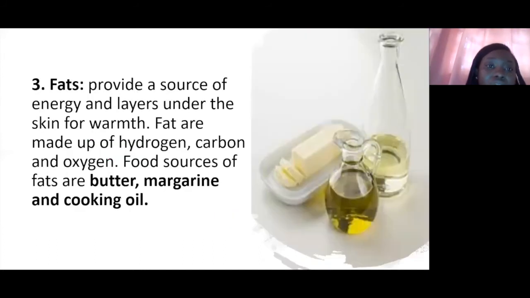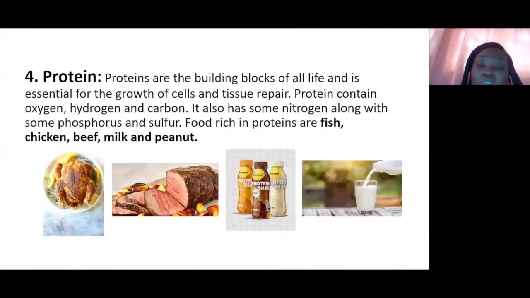Here we go. Fats. Why do we need fat? Listen, y'all knew it was fat before I even went on the slide. Why do we need fats, guys? Why is fat important? Energy, yes, for energy and for warmth. Yes, very good, awesome. Foods also include butter, margarine, and cooking oil. We know that, okay? Awesome, what was number four? Who remembers? Y'all remember more than me?